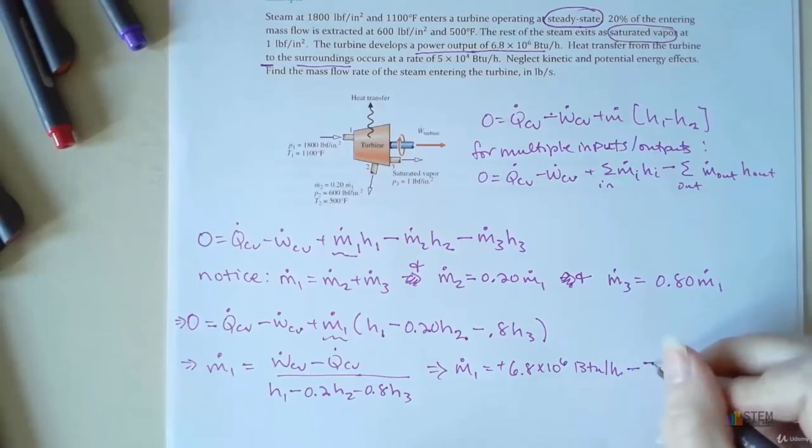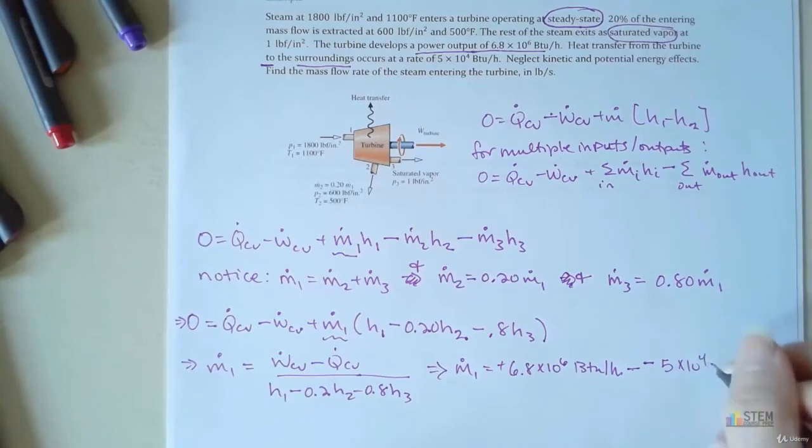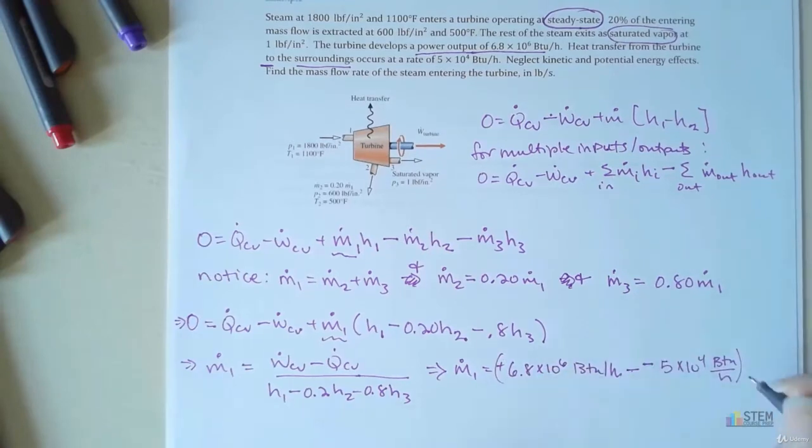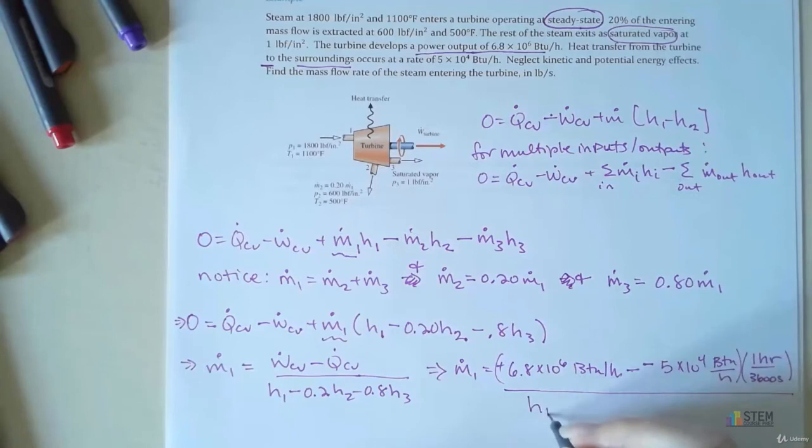So we'll have minus a negative 5 times 10 to the 4th BTU per hour for Q dot. Now these are in hours. We don't want M dot to be in units of hours because it wants pounds per second. Let's convert this using the conversion of 1 hour per 3,600 seconds. And now we need to divide by our H1 minus 0.2 H2 minus 0.8 H3.